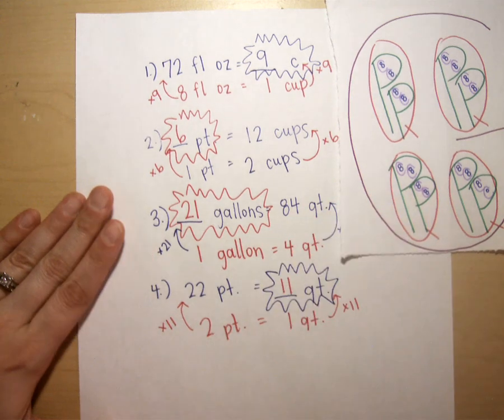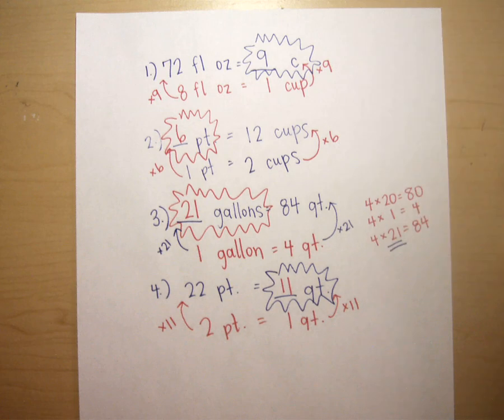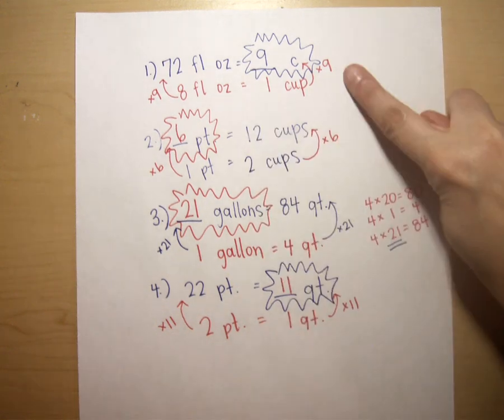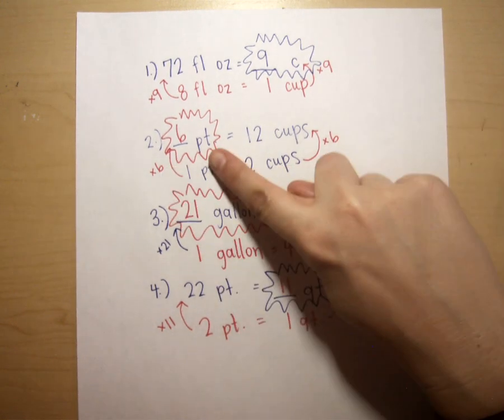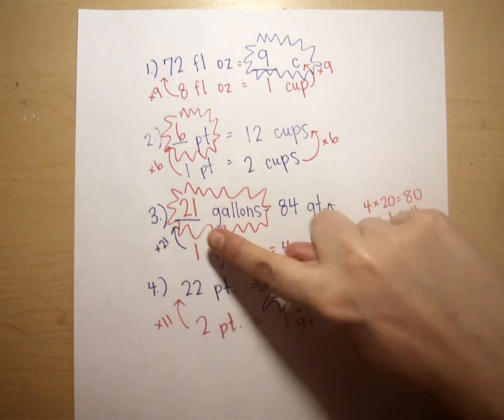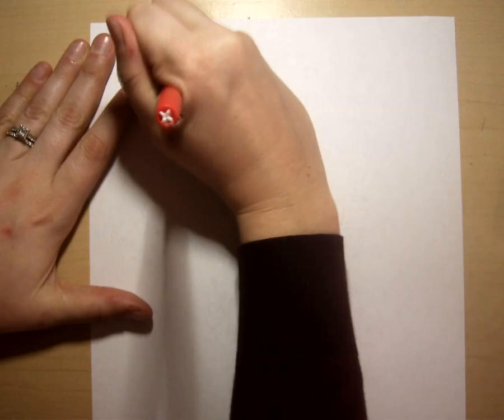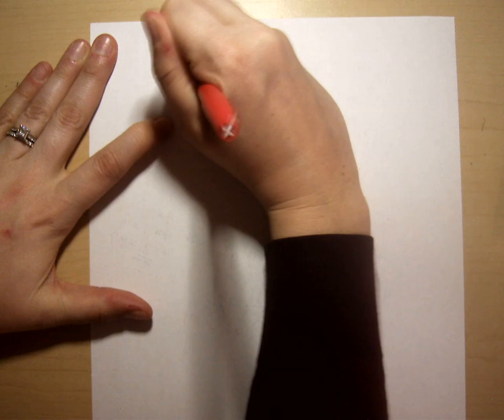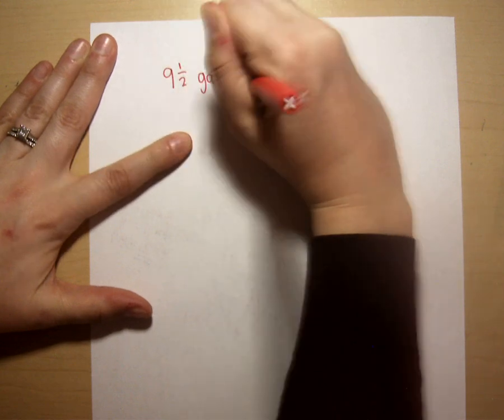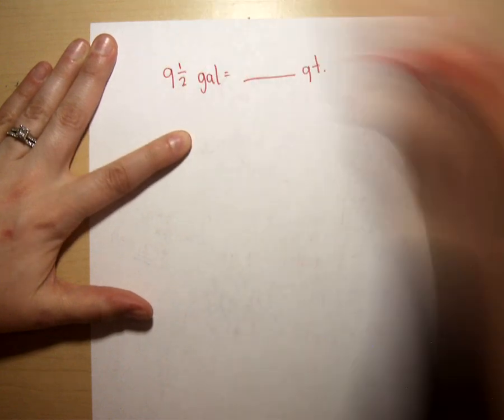So for the second page on your Seesaw for today, number 1 is 9 cups. Number 2 is 6 pints. Number 3 is 21 gallons. And number 4 is 11 quarts. Now let's solve numbers 5 through 8.